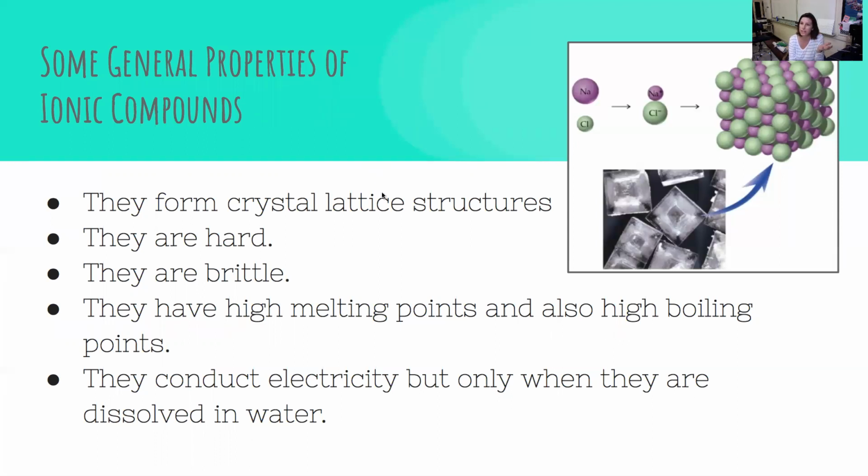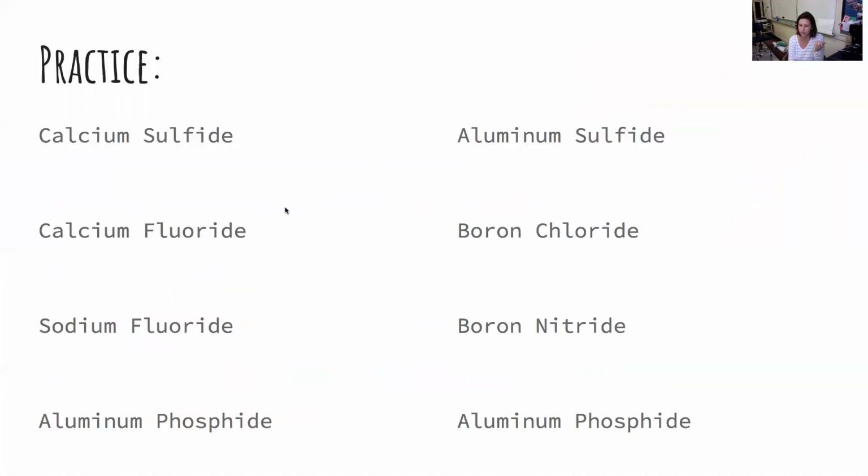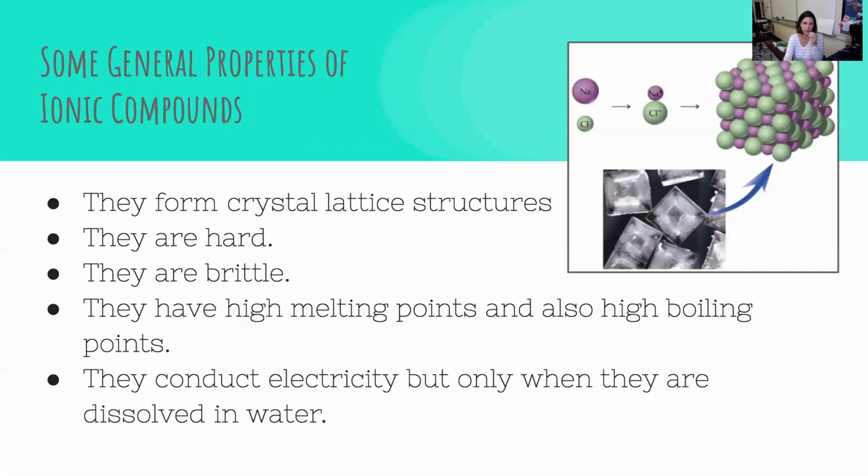So they form these things called crystal lattice structures. They're crystals. They're very hard, they're very brittle. Again, you should know these things from your common table salt. They have high melting points, so it would take a lot of heat to melt that salt on your table among all the other ionic compounds that we'll explore, and also high boiling points. So it would take a lot for those to boil.